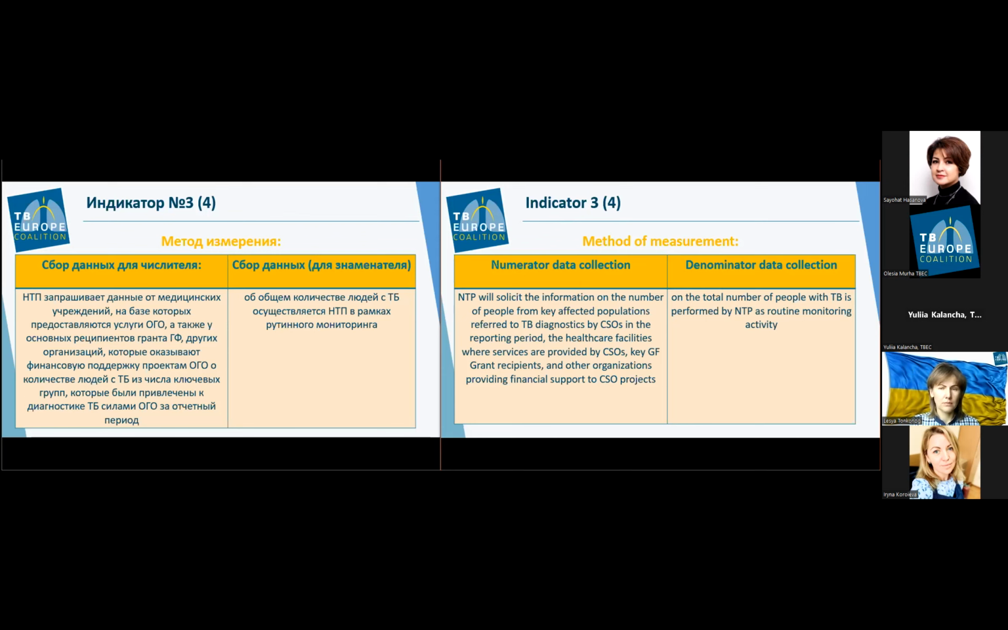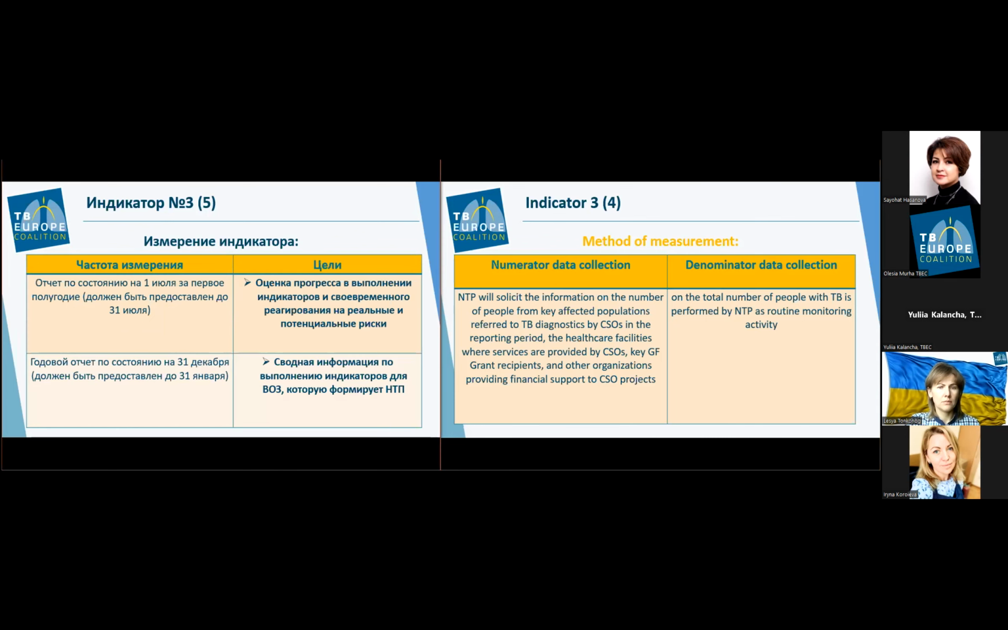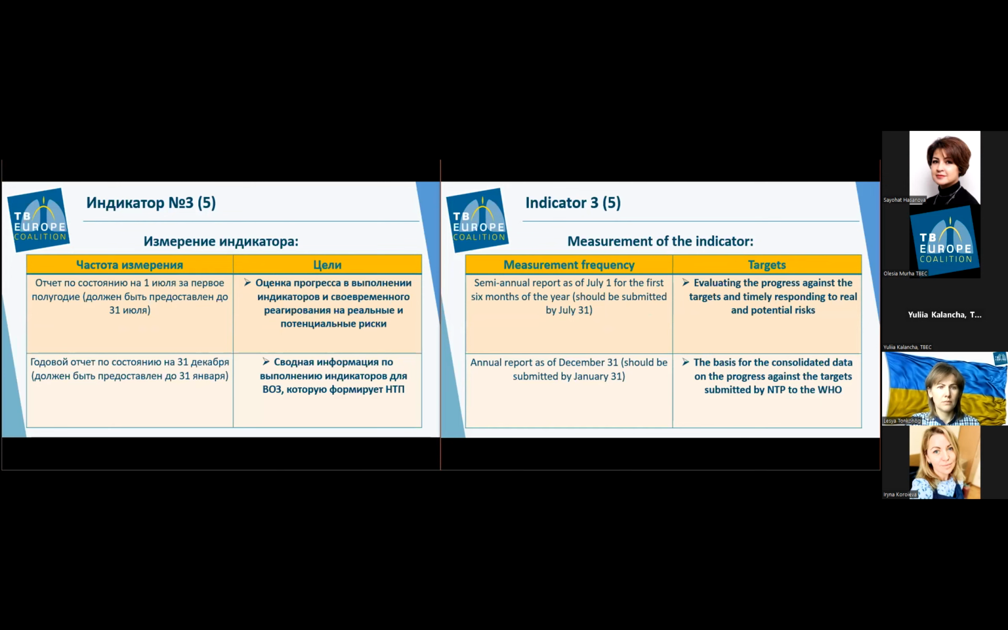Data collection for the denominator is done in the following way. NTP collects information about the total number of people with TB within a routine monitoring activity. And next slide, please. And again, we repeat the frequency of measurement. A semi-annual report gives us an opportunity to see and evaluate the progress and react to potential risks. And an annual report provides us information about this indicator for the NTP.